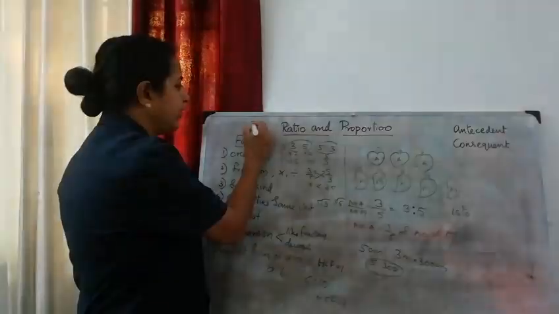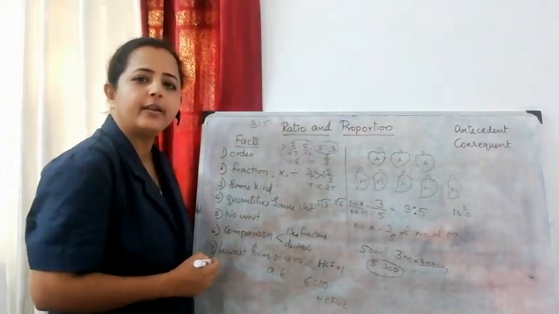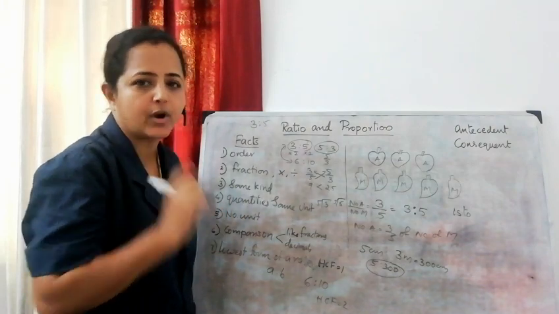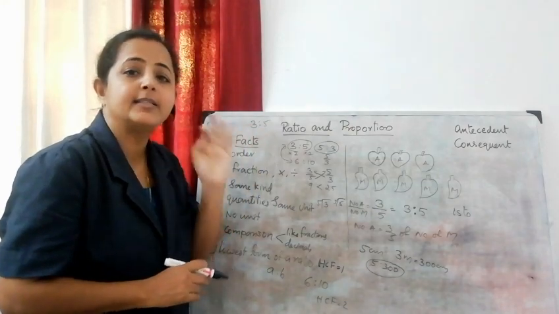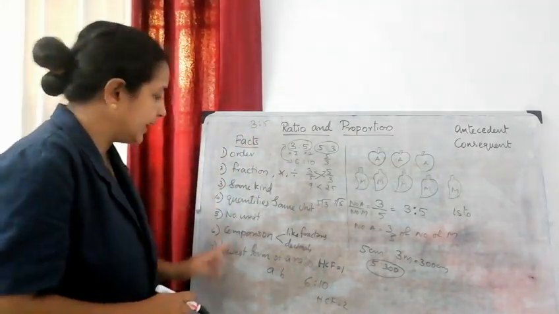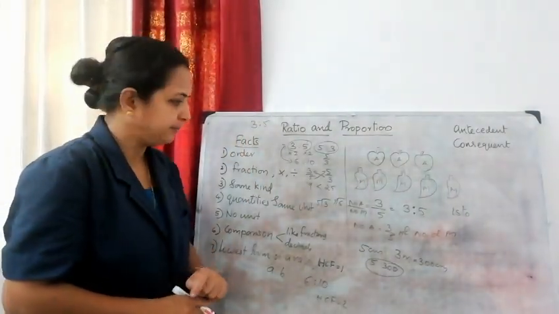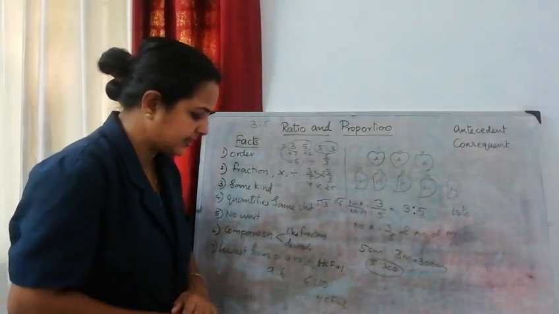The simplest ratio: 3 is to 5 is the simplest ratio. But what is the HCF of 3 and 5? They have no common factor, so we can say that the HCF is 1. So this ratio 3 is to 5 is a simplest or lowest ratio, whose HCF of first term and second term is 1. Okay. Lowest form of a ratio: the HCF is 1.